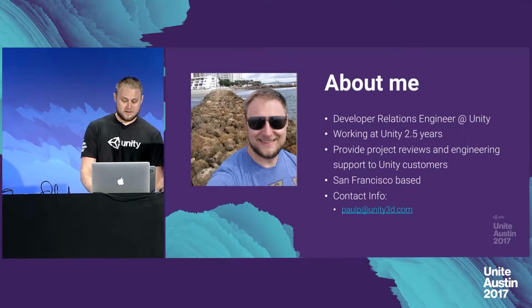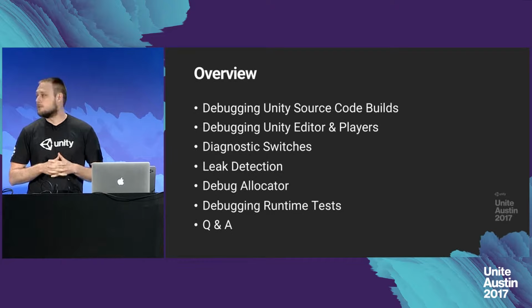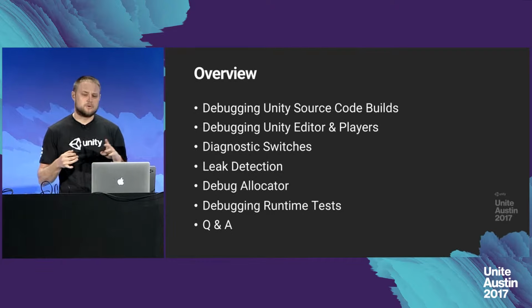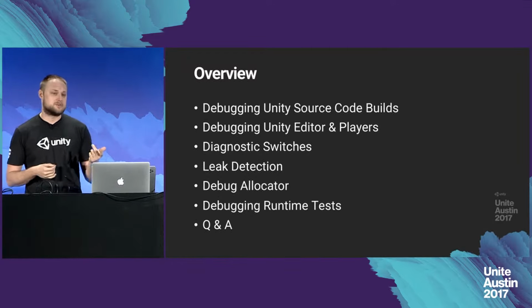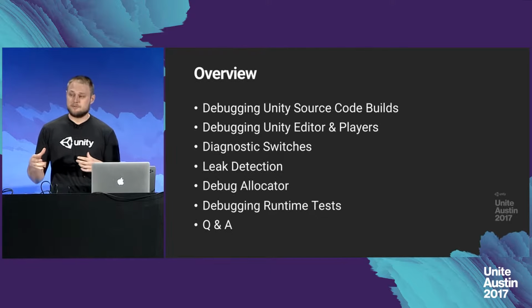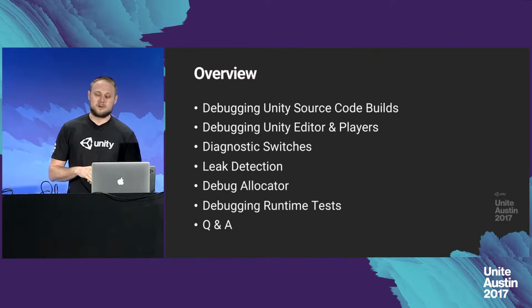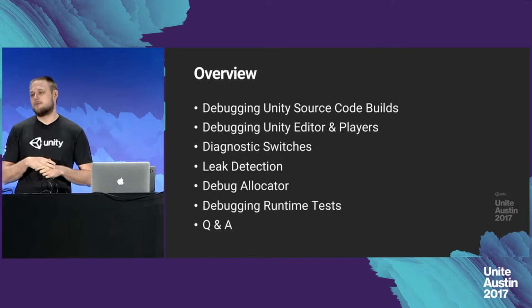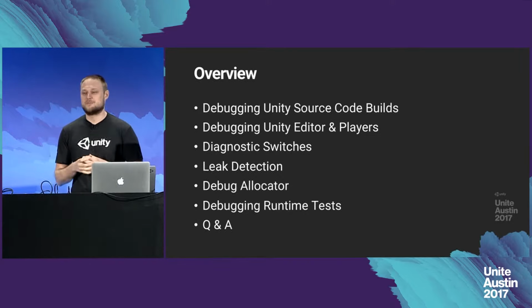Before we get started, I just wanted to give a quick overview of what we're going to cover today. To start out, I'm going to give an overview of debugging Unity source code builds. As you saw in the previous presentation, we now have the capability to actually debug the dependency graph tree, so I'm going to cover how to do that. And then after that, I'm going to cover actually debugging the Unity editor and players. I'll go over how to do that very briefly. That's essentially in our documentation, so I won't waste too much of your time there.